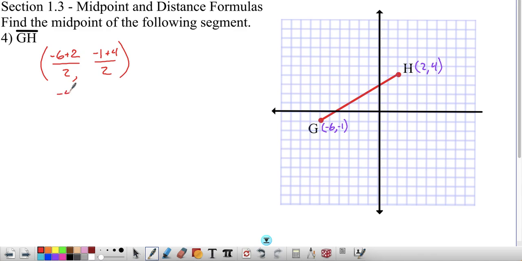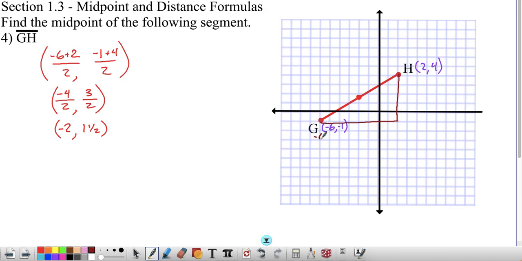-6 plus 2 is -4, and divide by 2. -1 plus 4 is 3, and divide by 2. -4 divided by 2 is -2. 3 divided by 2 is 1.5. And so we have -2, comma 1.5. So we should land 1, 2, comma 1.5 right there. But again, not the only way we have to do this. We can do our over and our down or up, either way.